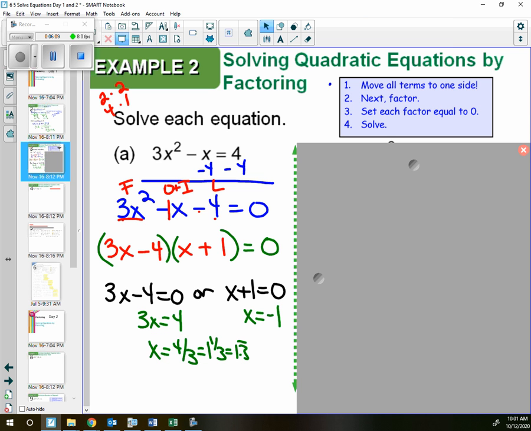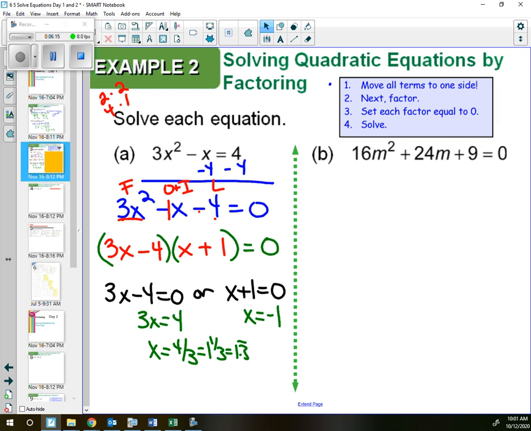A little bit harder though when you have to factor yourself first, right? Get all those terms on one side so you can use that zero product property. All right, let's try another one. Okay, so is it already equal to 0? Check. Good to go. It's equal to 0.